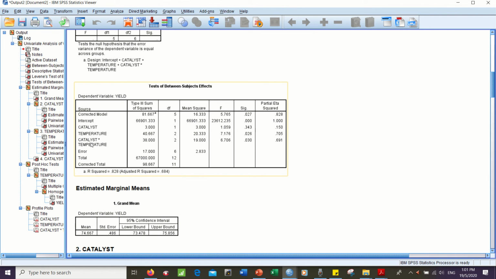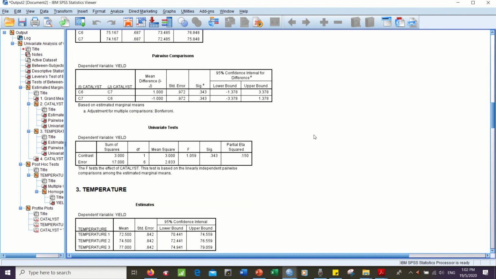And then the interaction between catalyst and temperature is 0.03. So this is also significant. So individually, catalyst does not significantly influence the yield, but in combination, catalyst and temperature as a combination affect the yield significantly. As you can see, for temperature, the eta squared is 0.705, meaning that 70.5% of the changes is accounted for by temperature, and 69.1% of the changes is accounted for by the interaction between the two variables. So we know that individually catalyst does not influence.